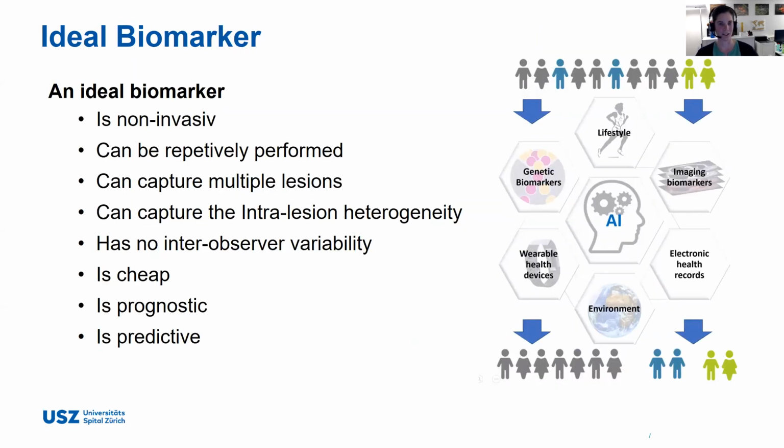Let's define what is an ideal biomarker so that we can see if our imaging biomarkers apply for that. An ideal biomarker is non-invasive. It can be done as often as you want. It can capture multiple lesions, but it can also capture one lesion in a very good spatial resolution. There is no inter-observer variability. Of course, it's cheap. And most importantly, it has a high predictive value or a prognostic value at least.